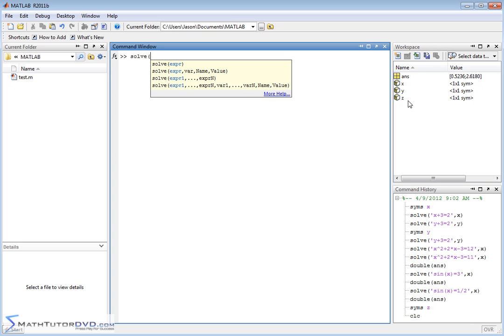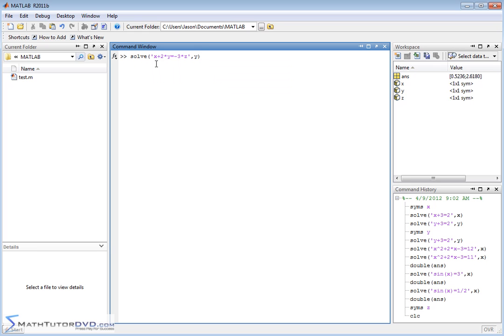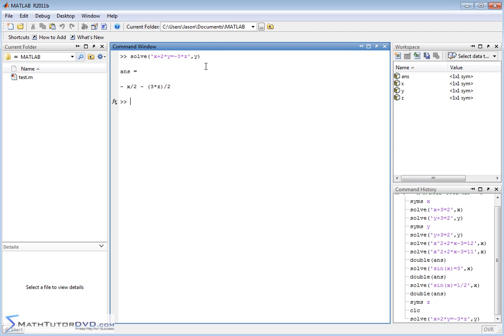Let's say we have solve, and what I want to do is make another type of equation here. Let's do x plus 2y is equal to negative 3z. Now what we're going to do here is let's solve this for y. All right. So here's our syntax. x plus 2y is equal to negative 3z, and we're going to solve it for y. Notice that x, y, and z have no values. They don't have any numbers associated with them. We're just basically solving this equation for a variable algebraically. And you can see that when you do that, y is equal to this stuff right here.